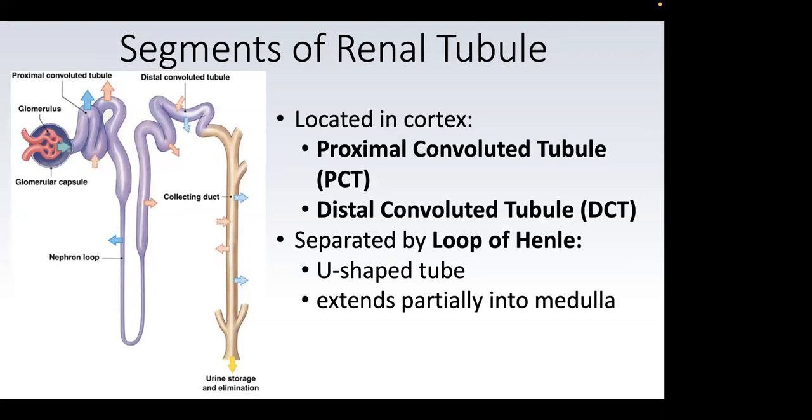So now what we're going to do is highlight the segments of the renal tubule and categorize what happens in each section. Proximal, closest to the renal corpuscle, is the proximal convoluted tubule. Most reabsorption of nutrients and ions occurs here. In the distal convoluted tubule, last stop, last opportunity for you to change the components of your urine. Medication and toxins are secreted here from the peritubular capillaries.